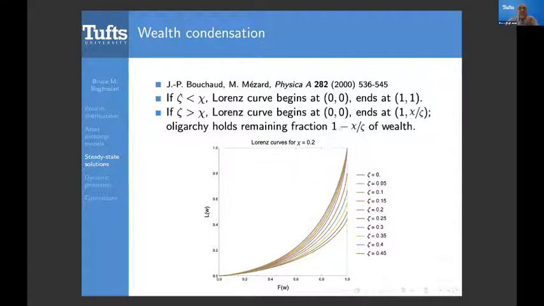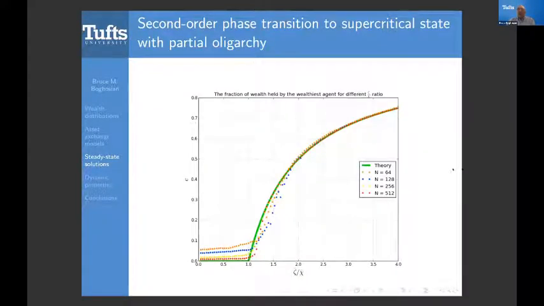Has a very interesting property. If wealth-attained advantage is less than redistribution, the Lorenz curve does begin at 0, 0 and end at 1, 1. But if it's greater, we call this the supercritical case, it ends at a number less than 1, 1. In other words, it ends at a value of chi over zeta, in which case 1 minus chi over zeta fraction of the wealth is now held by a partial oligarchy. In other words, this exhibits what Jean-Philippe Bouchaud and Marc Mézard called wealth condensation in their 2000 paper. It's a natural second order phase transition that comes from this model.